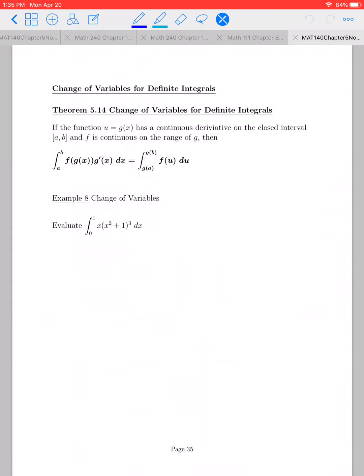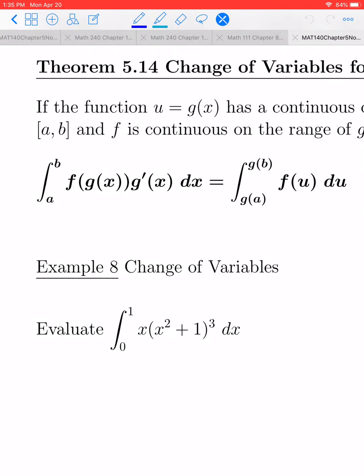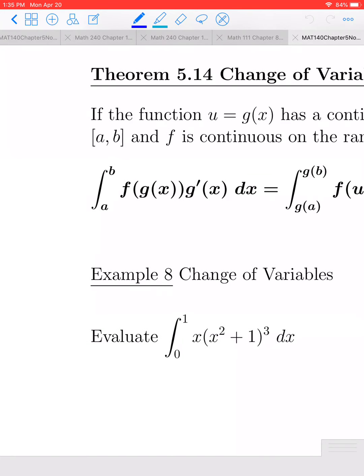We can also look at change of variables for definite integrals. If we have an integral of the same form that we've been working with, we can do the u substitution to find the antiderivative in the same way. But think about what happens to the bounds. When we're integrating with respect to x, these original bounds are in terms of x values. So this is from x equals a to x equals b.